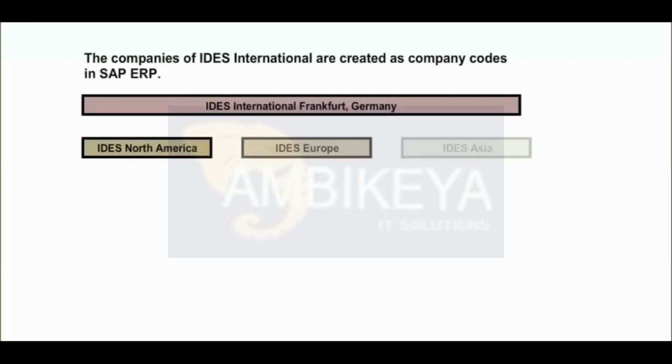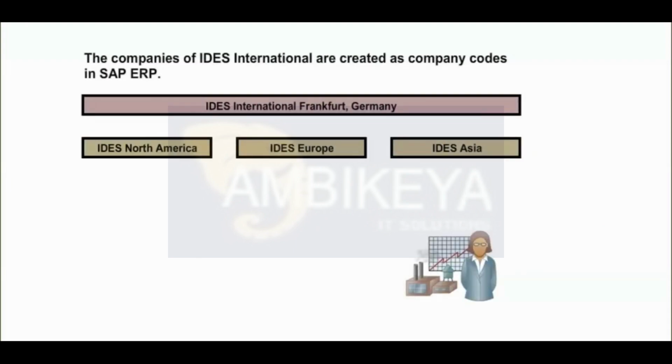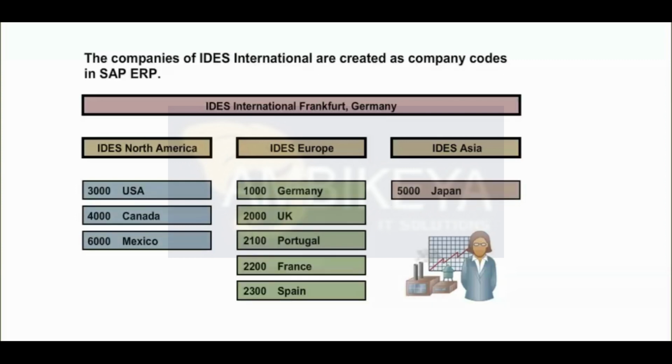The affiliates of IDES are set up as company codes in the SAP ERP system and are uniquely identified by 4-character codes. Each company code has a local currency. The local currency of IDES AG is euros. Amounts posted in foreign currencies are automatically converted to the local currency.